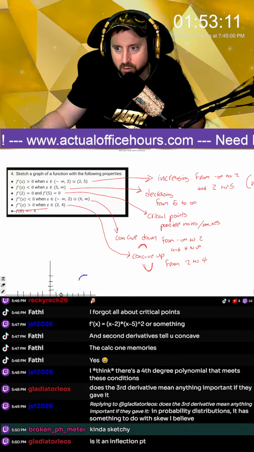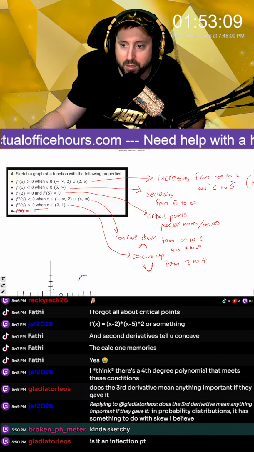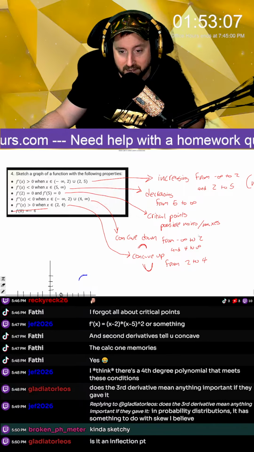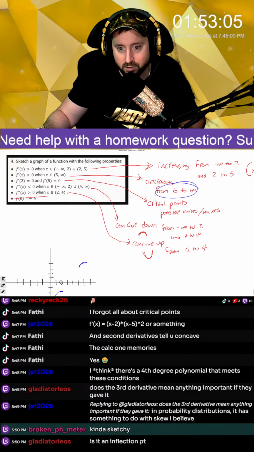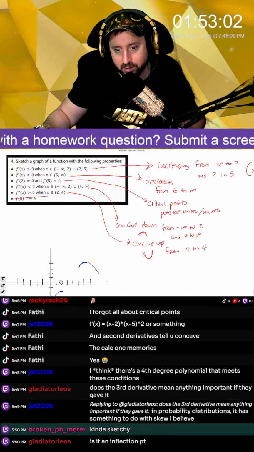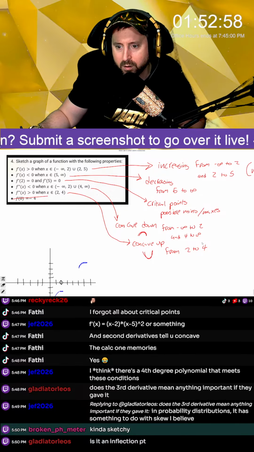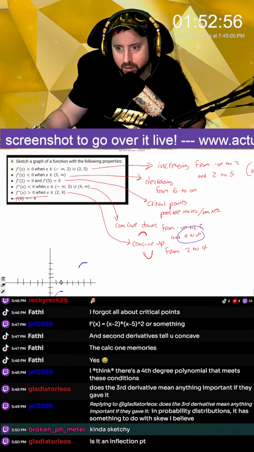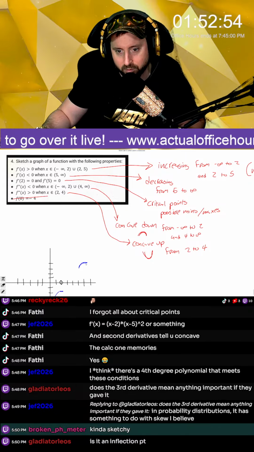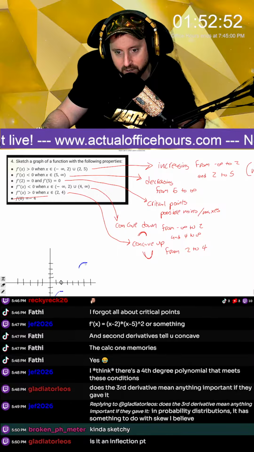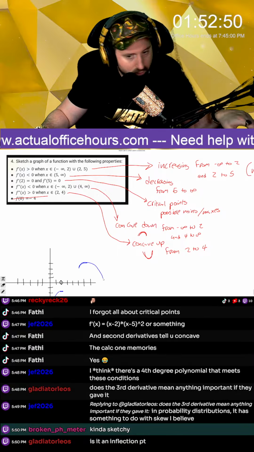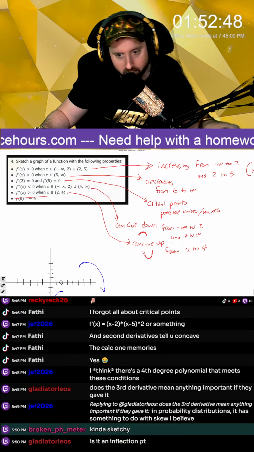Okay, and then that's just increasing from 2 to 5. But then from 5 to infinity, it's allowed to decrease. So from 5 onwards, it's allowed to decrease. And also, after 4, the concavity is down. So if it's decreasing and it's concave down, that's going to end up looking like this. It's going to kind of go down.